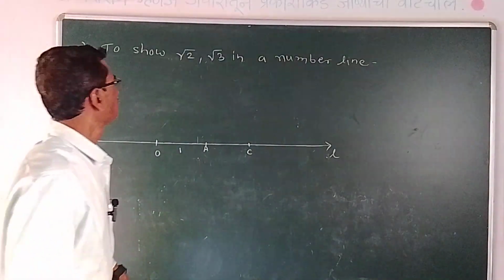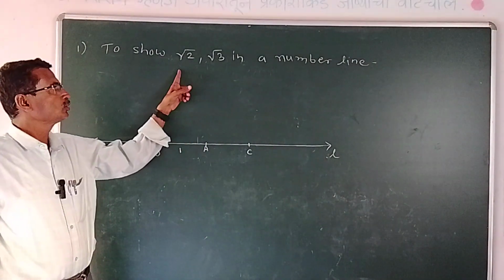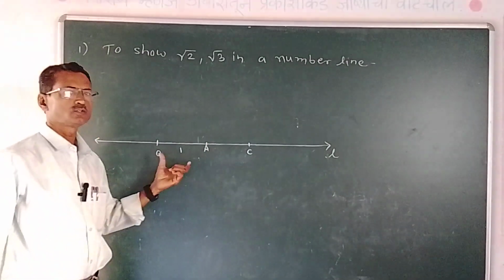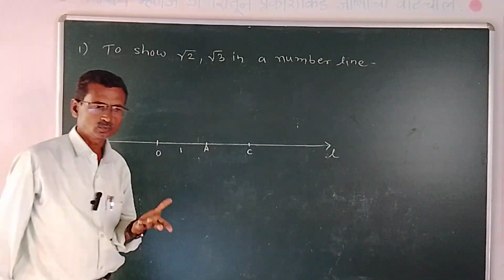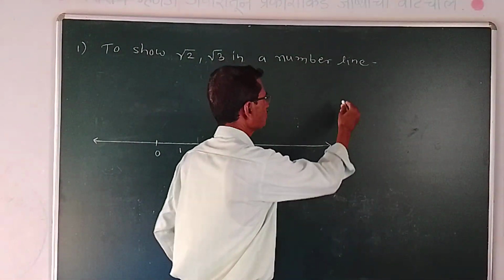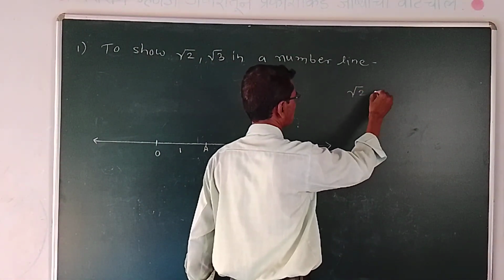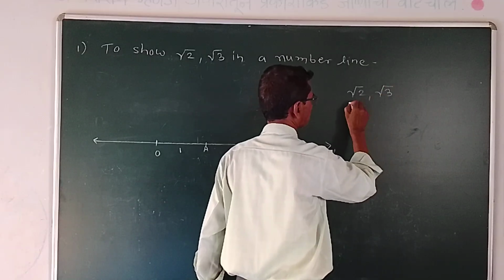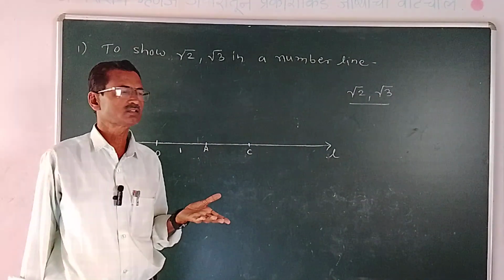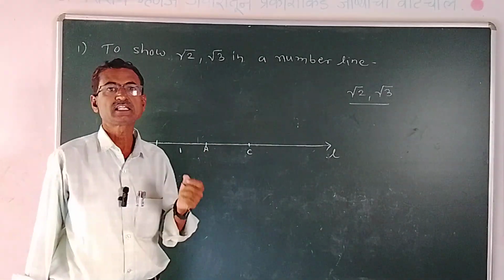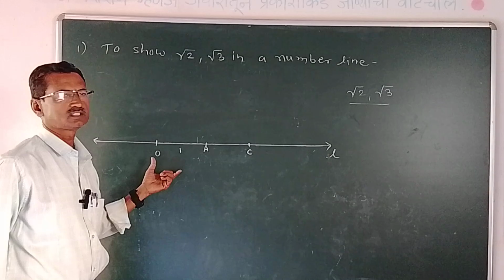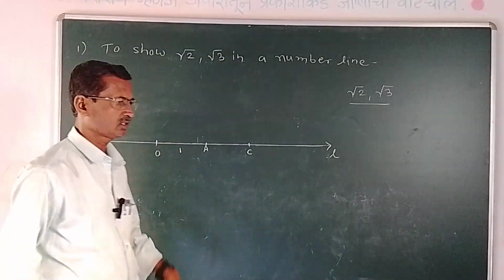Hello students, today we have to show root 2 and root 3 on a number line. Now on a number line, you can show natural numbers, whole numbers, real numbers, integers, etc. But root 2 and root 3 are different numbers, which are not natural numbers. These numbers are irrational numbers. So how do you show such numbers on a number line?